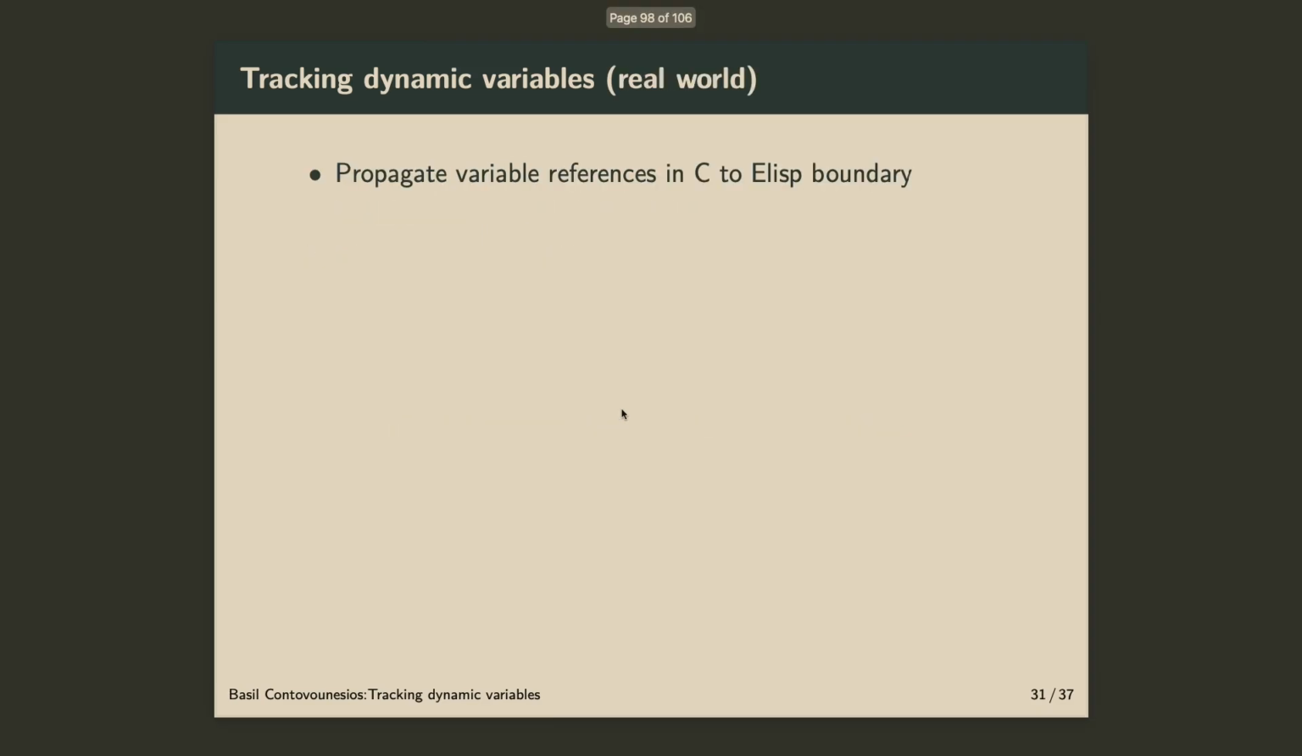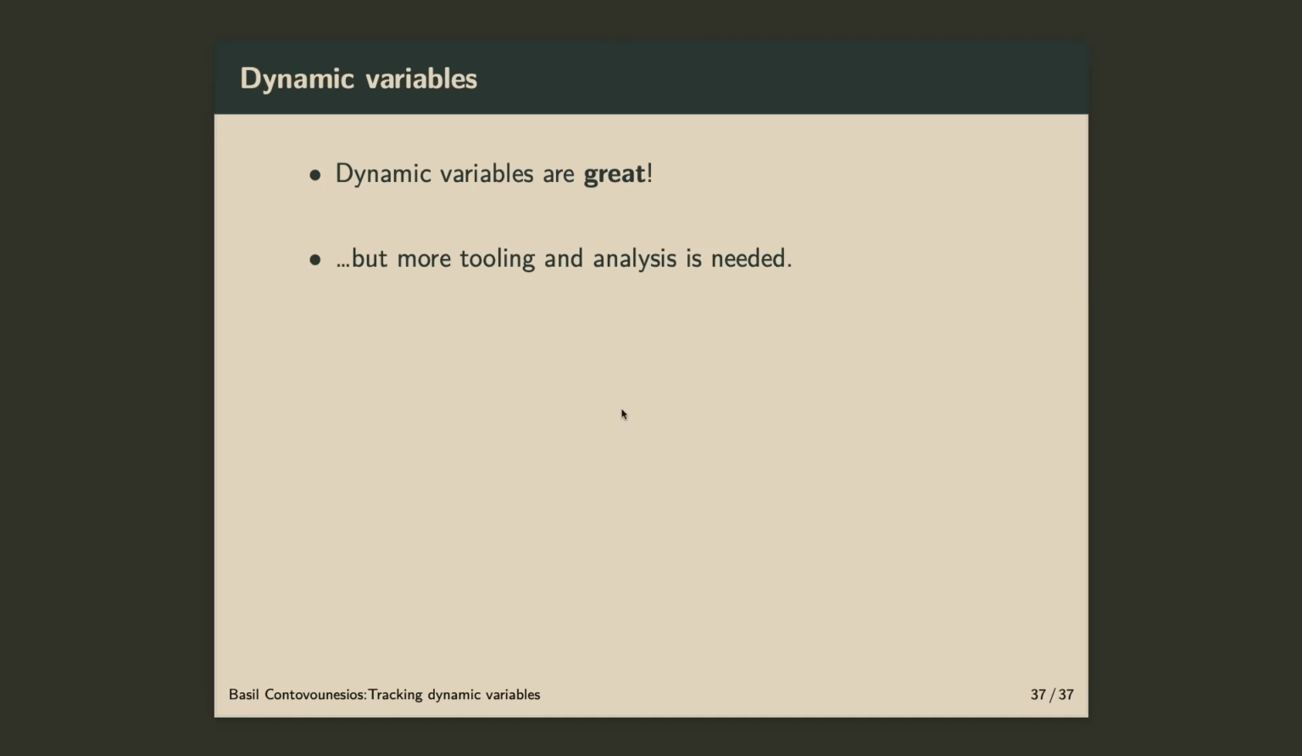I'm going to skip the details of how we do this, and I'm going to close with the fact that we might want to model this as an effect system if we want to do it a little bit more formally. And I would like to reiterate that dynamic variables are in fact great, but we need a little bit more analysis. Thank you.